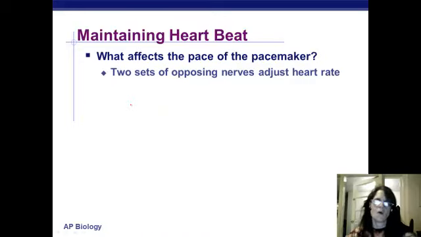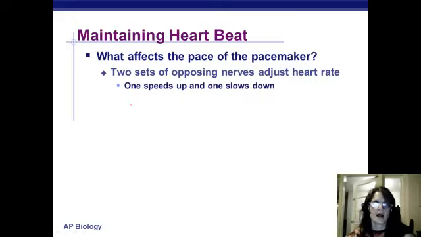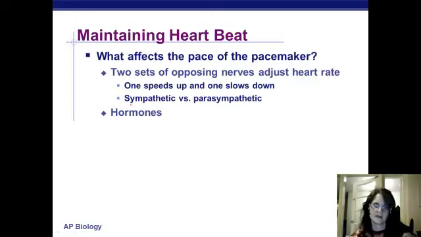Okay. What things can affect your heartbeat? What can affect the rate that pacemaker is telling your heart to beat? Okay? Well, there are two opposing sets of nerves. If you remember, we talked about the sympathetic and the parasympathetic and all of that. There are two opposing sets of nerves. One that sets to speed up the heart, one that will slow it down and calm it down. Okay? And there we are. There's our terms, sympathetic and parasympathetic nervous system.